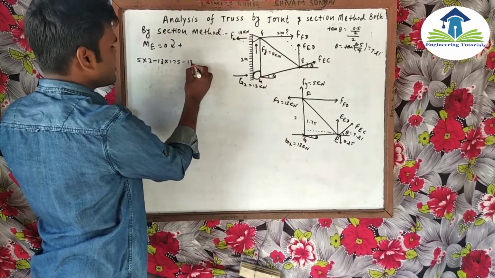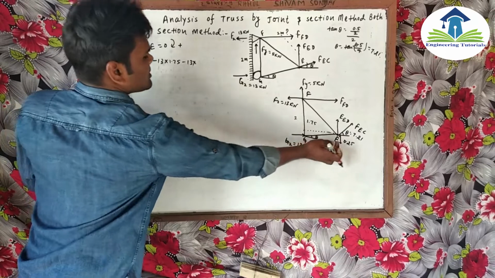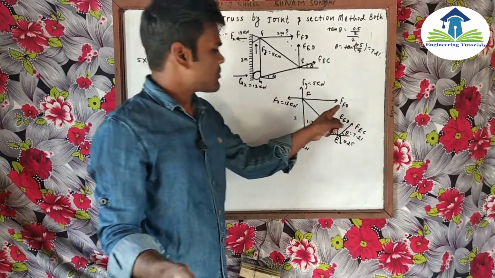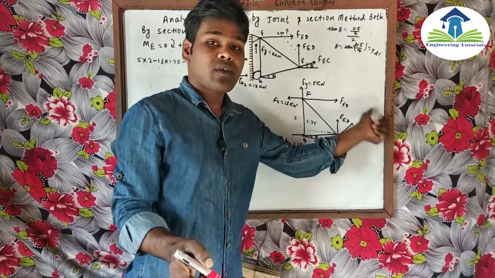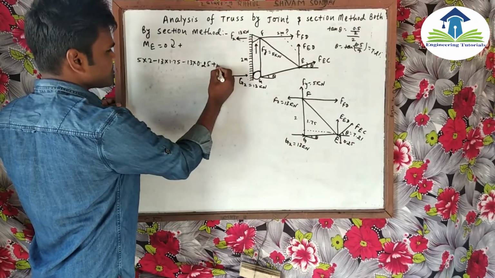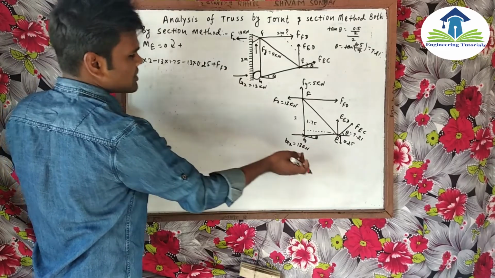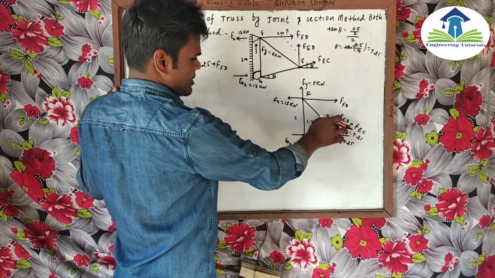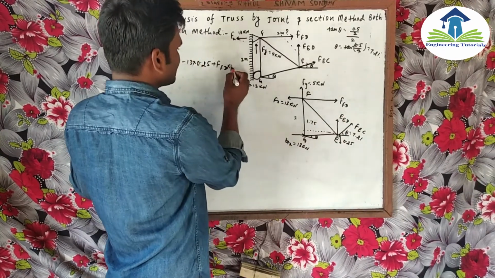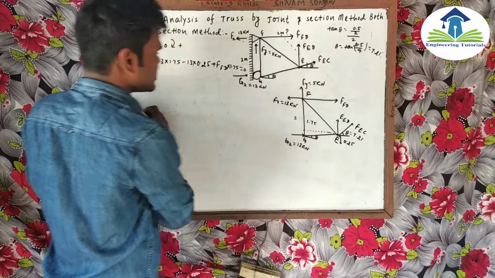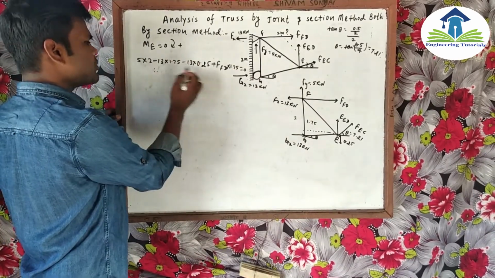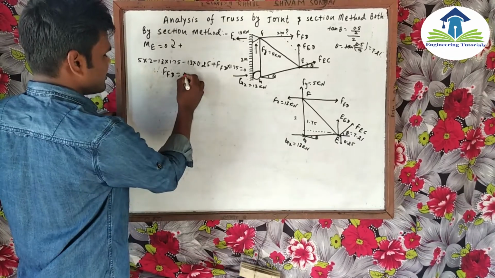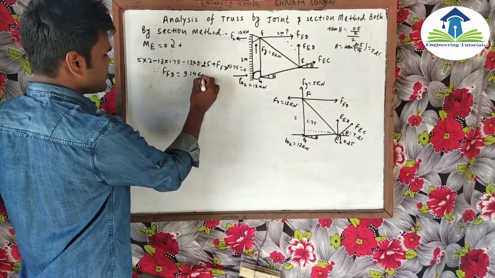So for 13 kN, this force 13 kN, at what distance? At 0.25. And there is also the FD force. The FD force is going to generate a clockwise moment, so it is positive. FD at what distance? At 1.75, and the sum is equal to 0. So if we calculate the value of FD, we find 9.14 kilonewton, which is positive.